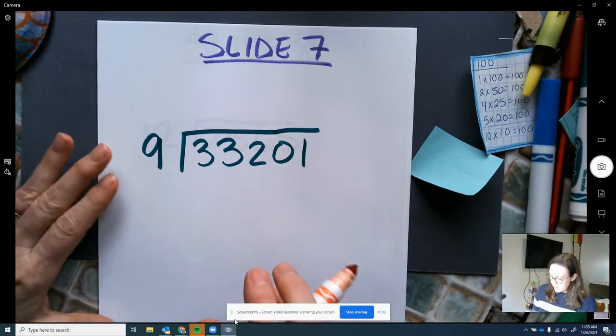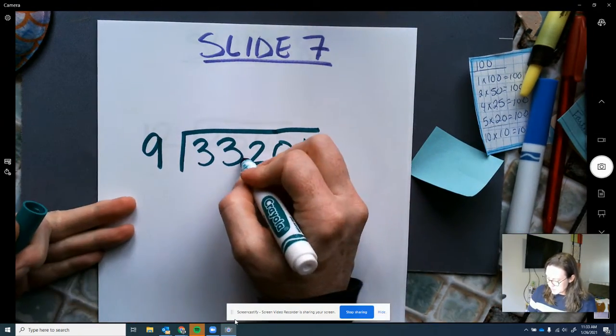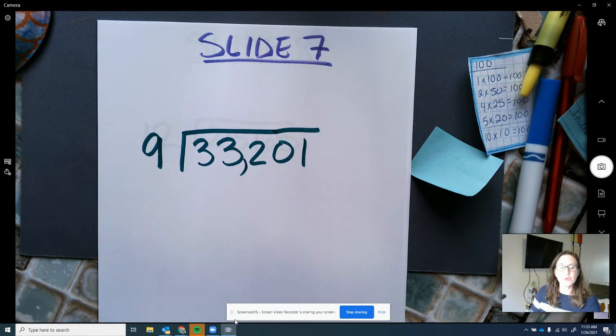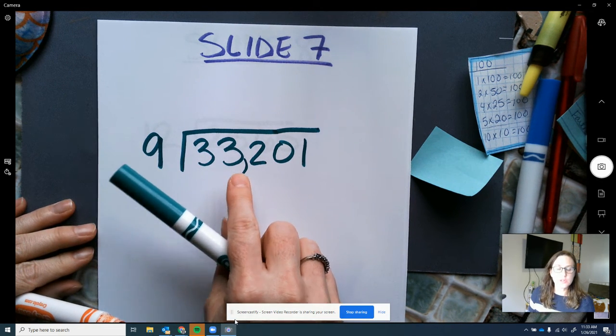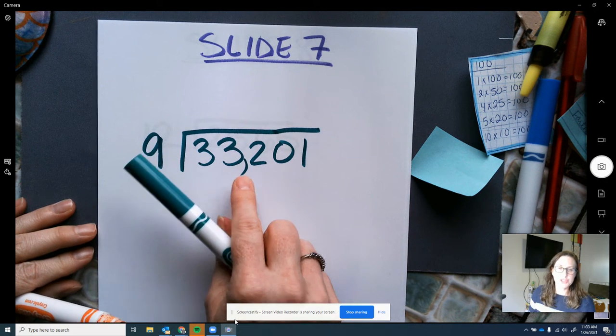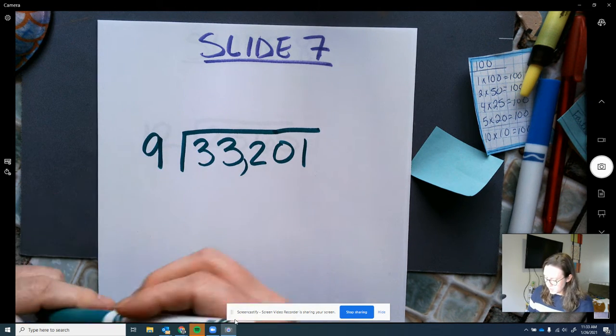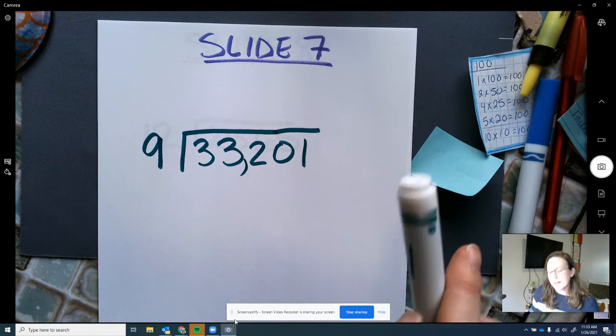Slide 7. Big number. Now to be able to read this number better, we can put our comma in, but it really doesn't matter if we have the comma in here. And don't confuse the comma with the decimal, okay? Make sure that you don't just think, oh, it's a comma, I should bring that up. No, we only do that with a decimal.